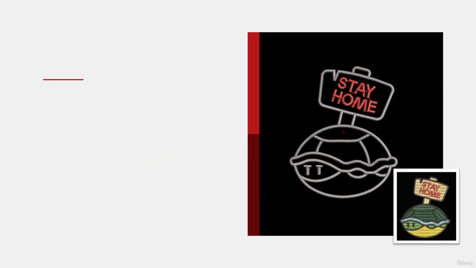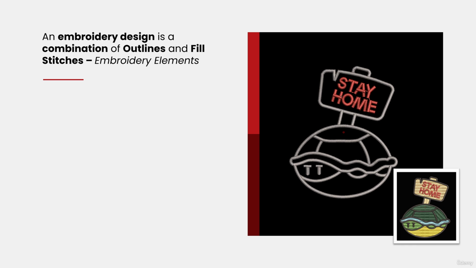An embroidery design is a combination of outline and field stitch, which is field objects. We can call the two embroidery elements. Outline and field stitch are two main components of any embroidery design.